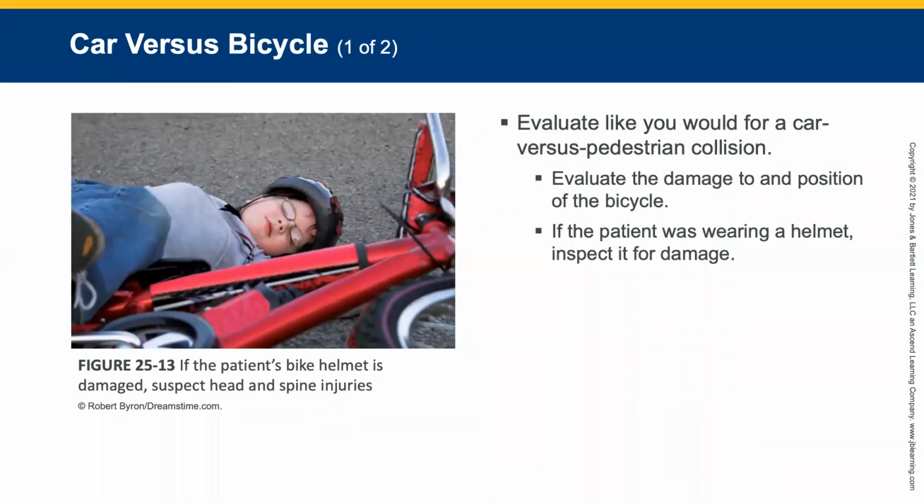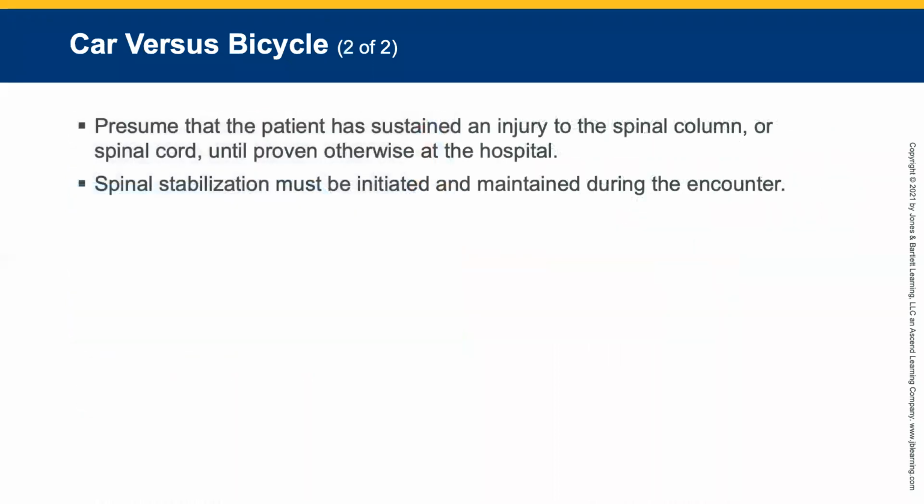Car versus bicycle. Evaluate the MOI in much the same manner as the car versus pedestrian. Evaluate the damage to and position of the bicycle. If the patient was wearing a helmet, inspect it for damage. We always want to make sure that we take that helmet with us to the hospital. Presume that the patient has sustained an injury to the spinal cord or spinal column until proven otherwise at the hospital. Spinal motion restriction must be initiated and maintained during the encounter.